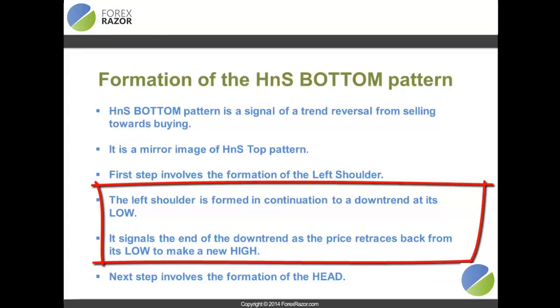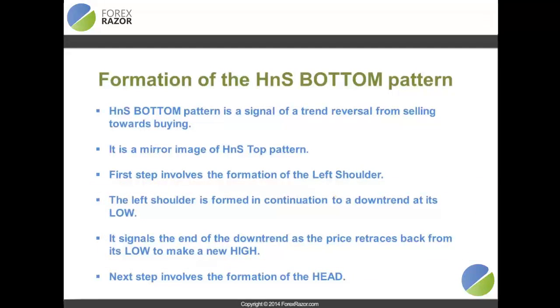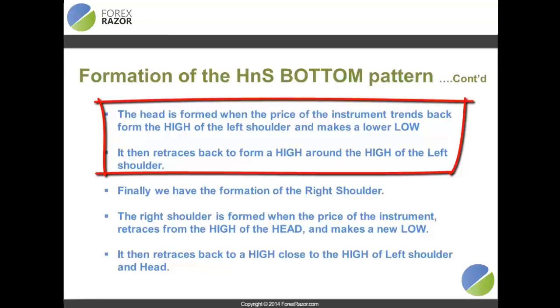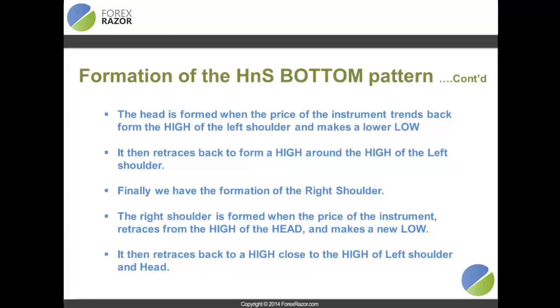It signals the end of the downtrend as the price retraces back from this low to make a new high. This completes the formation of the left shoulder. Next step involves the formation of the head. The head is formed when the price of the instrument trends back from the high of the left shoulder and makes a lower low. The price then retraces back to make another high close to the high of the left shoulder. Finally, we have the formation of the right shoulder.